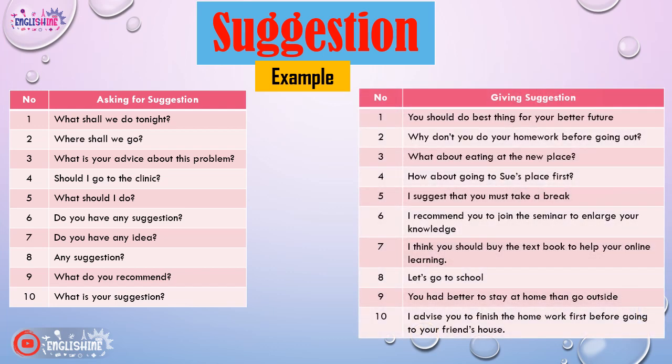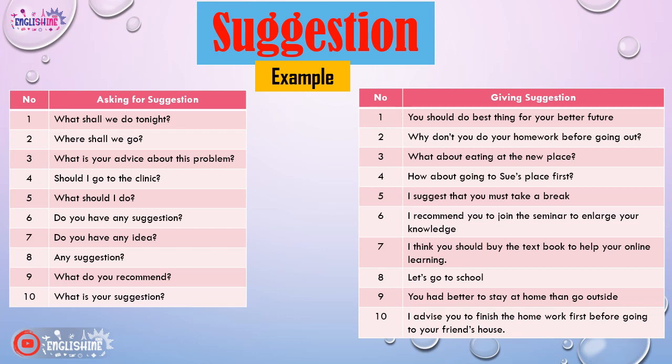And here are the examples of giving suggestion. First, you should do best thing for your better future. Second, why don't you do your homework before going out? Third, what about eating at new place? Fourth, how about going to Zoe's place first?